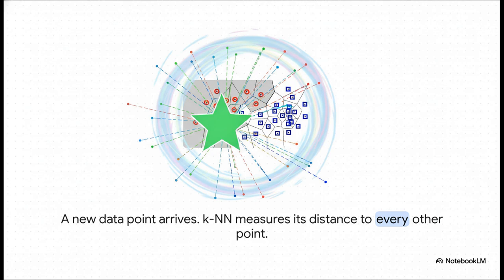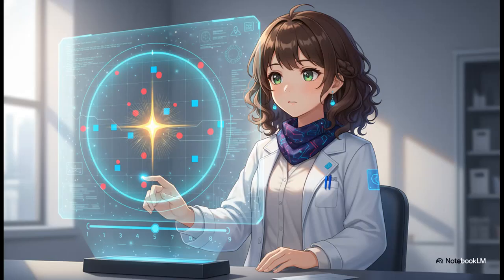So first things first, we drop our new unknown point into a space that's already filled with labeled data. You can see the red circles are one thing and the blue squares are another. The very first thing KNN does is calculate the distance from this new guy to every single other point on the chart.